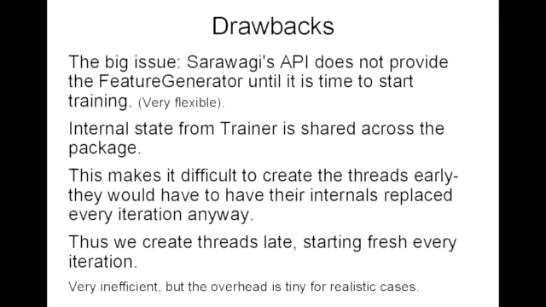I had to write this in an inefficient way because Sarawagi's programming interface doesn't provide the feature generator until the training time starts. And in fact, the way things get passed around inside her code is really quite convoluted. Also, the internal state of the trainer class is shared all the way across the package. Other objects come in and look at the trainer. So that makes it very difficult to create the threads early on when you would like to create them. If you're doing a multi-threaded program, you want to create the threads as early as possible to avoid the overhead of thread creation. But if we create the threads early, then we would have to replace all the objects known by the threads pretty much every iteration. So for coding simplicity, I actually recreate the thread engine for every iteration. Since an iteration for the categories case takes several minutes, this is not a problem, but it's pretty inelegant.